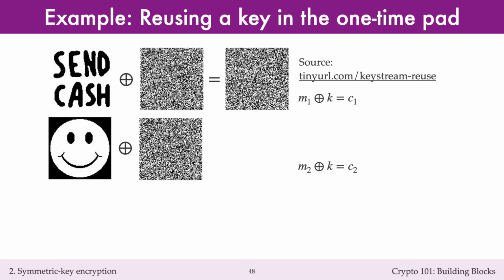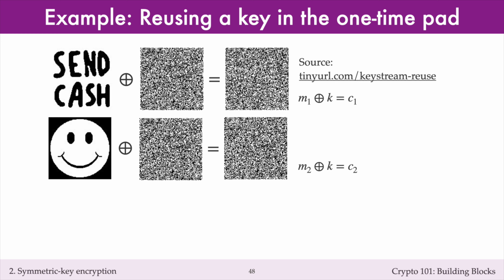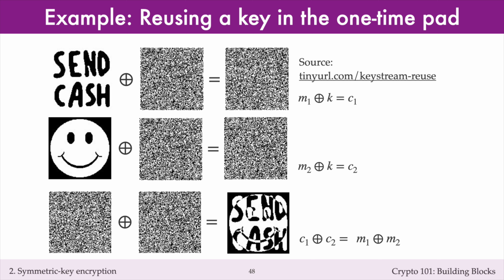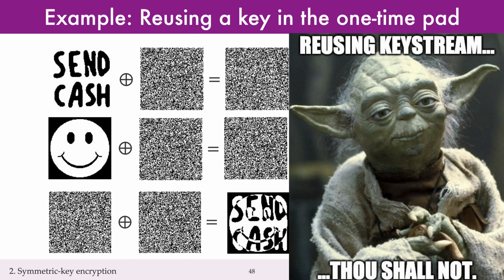Next, I'll use the same key K to encrypt the second plaintext M2 to get ciphertext C2. Note that each of the two ciphertexts appear perfectly random and hide the corresponding plaintexts. However, if you add C1 and C2 together, then since K plus K is a zero string, their sum would be M1 plus M2. And so by adding the two ciphertexts together, one can actually see both of the plaintext messages in the resulting image. And this shows that the secret key in the one-time pad should never be reused.